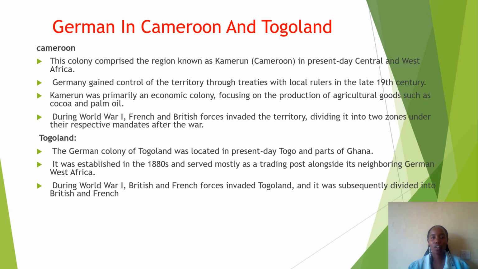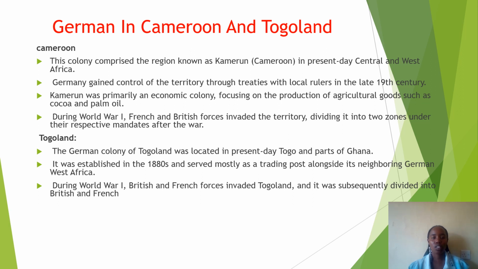Cameroon: this colony comprised the region known as Cameroon in present-day Central and West Africa. Germany gained control of the territory through treaties with local rulers in the late 19th century. Cameroon was primarily an economic colony focusing on the production of agricultural goods such as cocoa and palm oil. During World War I, French and British forces invaded the territory, dividing it into two zones under their respective mandates after the war.